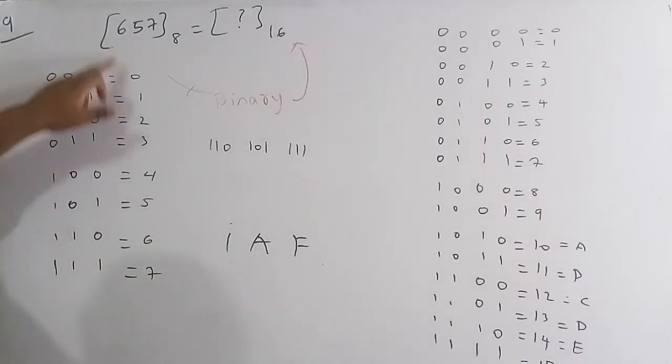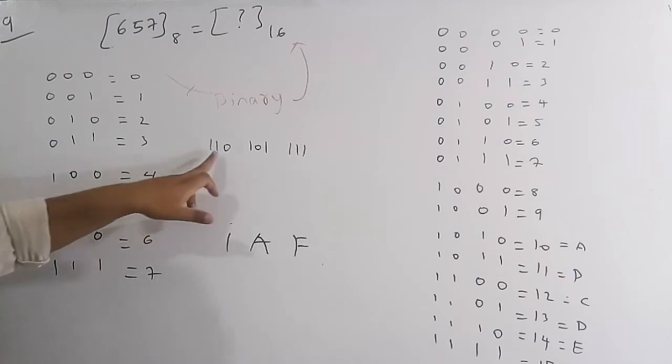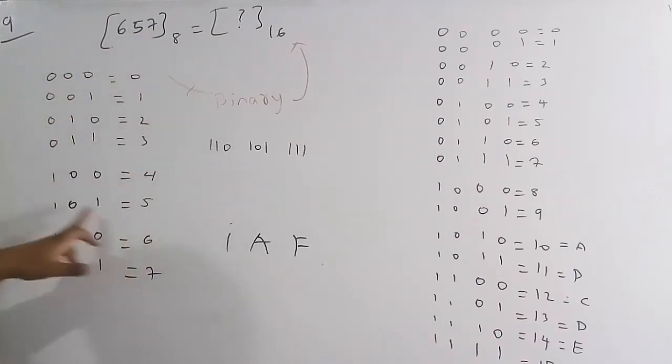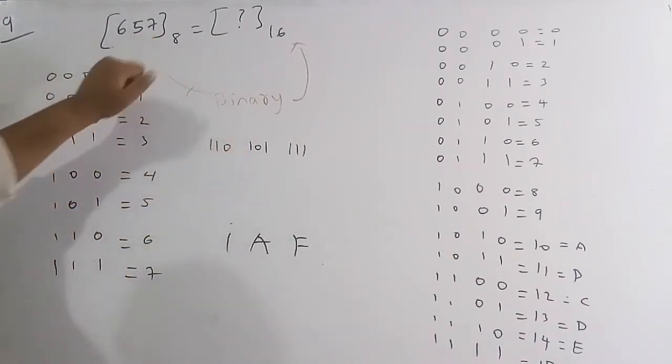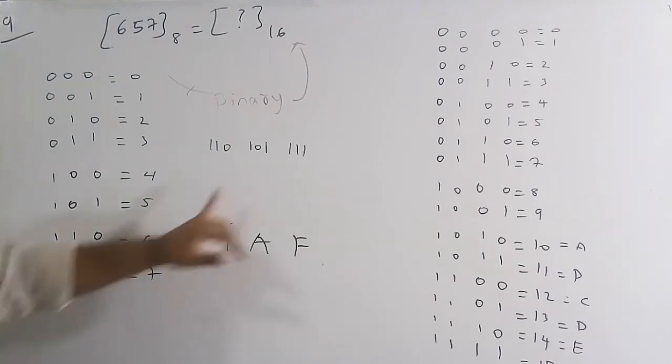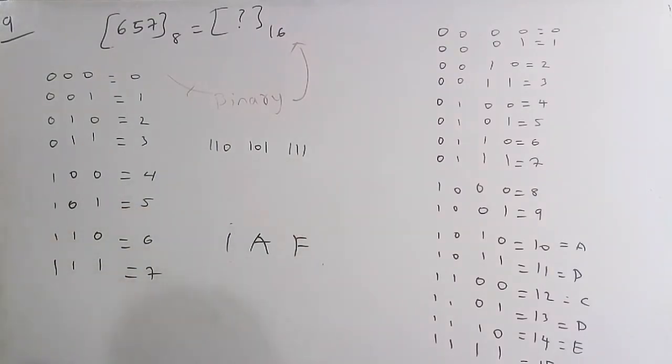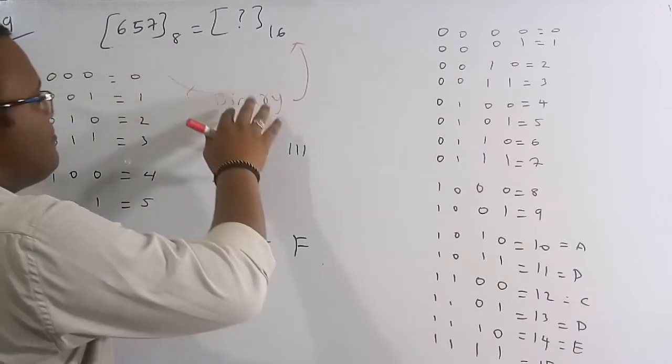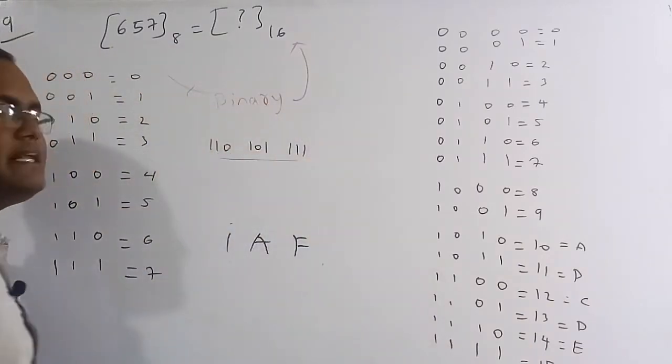So 6 is 110, and 5 is 101, and similarly 7 is 111. So we convert this octal number to a binary number. This is the binary representation.